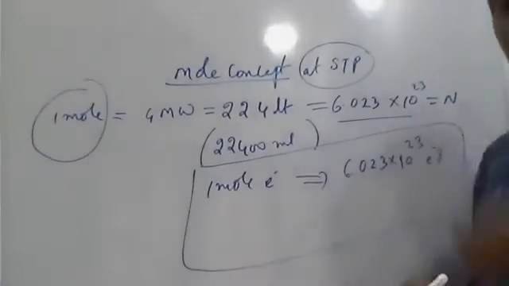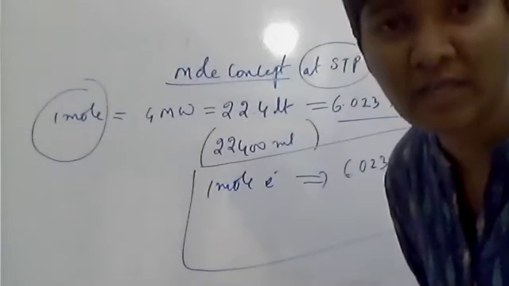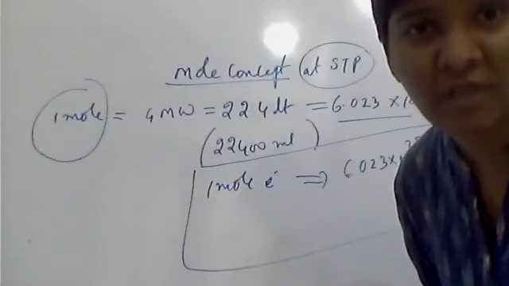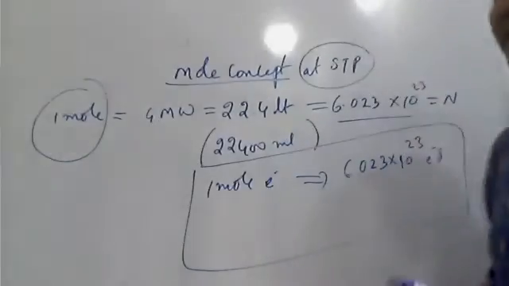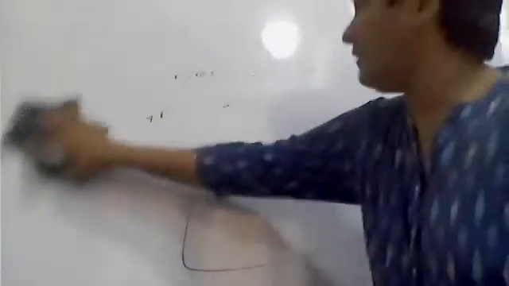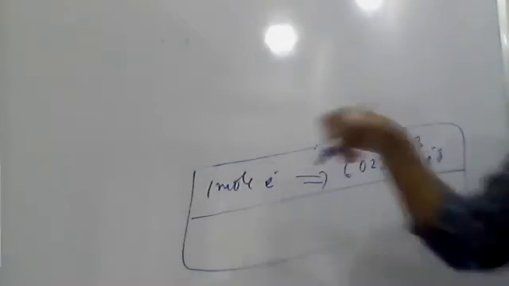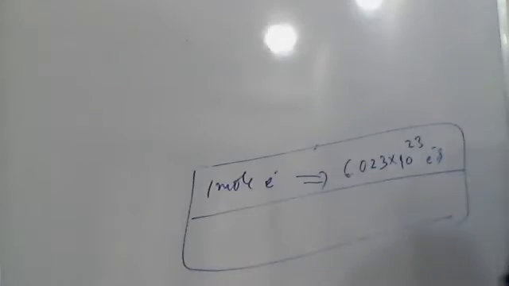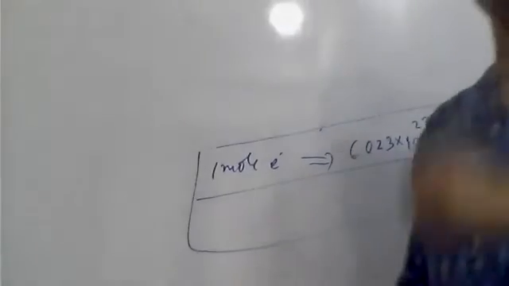Now we'll see what is the charge of 1 mole of electrons. It's a simple calculation. See, 1 mole of electrons means how many? Avogadro number of electrons. So now we are going to calculate the charge of 1 mole of electrons.